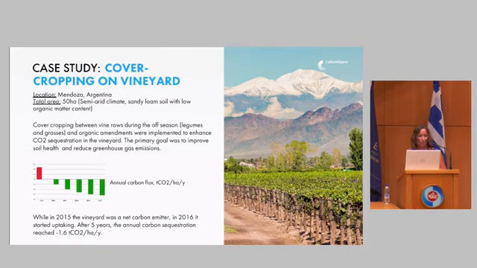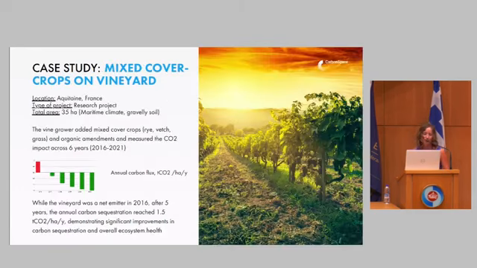We had a similar project with a different terroir in Aquitaine, in France, in which a different cover crop was added. In that case, the vine grower added mixed cover crops like rye, vetch, and grass, and also organic amendments, and measured the CO2 impact across 6 years. Despite the fact that it's not in the same area, it's very similar in terms of results to the Argentinian example. Also after 1 year, we could see a progression.